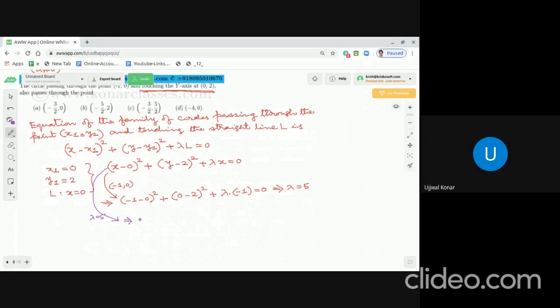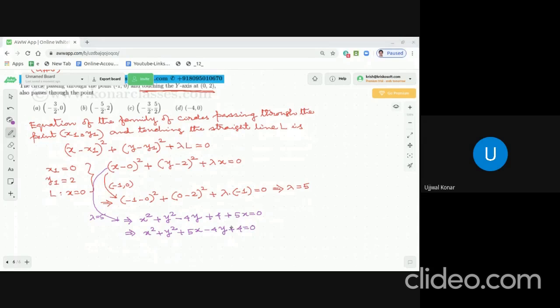So what is the equation of the circle? Here it is x square plus y square minus 4y plus 4 plus lambda x, means 5x, is equal to 0. So what we get, x square plus y square plus 5x minus 4y plus 4 equal to 0. That implies we can write x square plus y square plus 5x minus 4y plus 4 equal to 0.